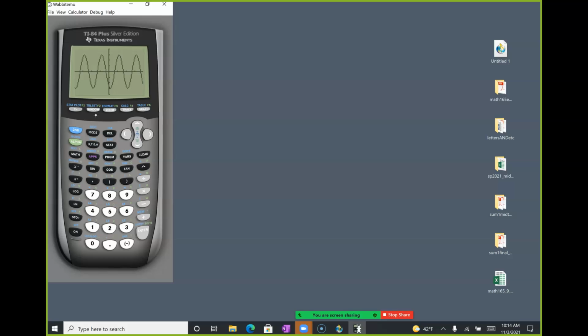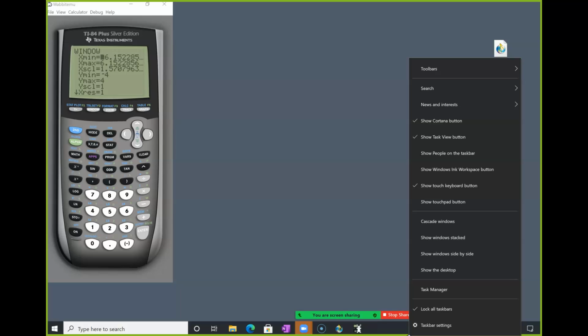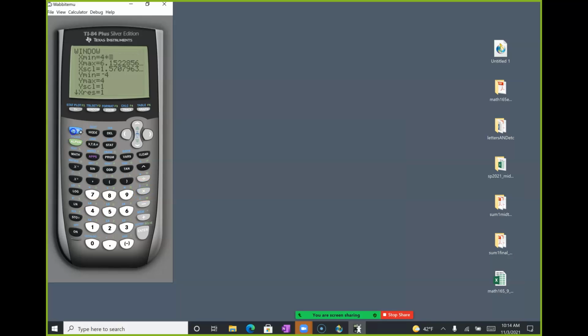I want to change my grid, so I go to Window, and I see that I want to be moving by quarter steps, right? And I want to start at my min. What was my min? 4 pi over 12, right? So I want to start at my minimum, 4 times pi divided by 12.